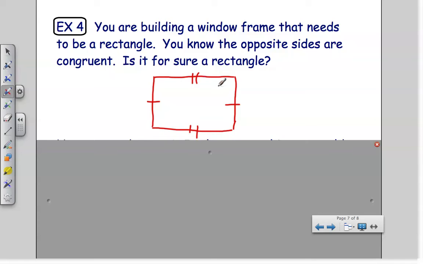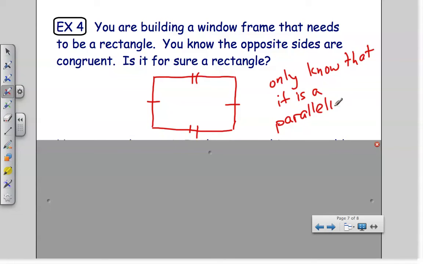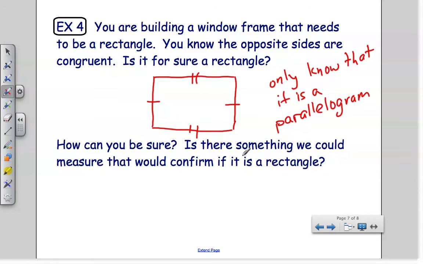Well, not necessarily. There's no other info to go off of. If I knew these were right angles, then I know it's a rectangle. Opposite sides congruent, I only know that it's a what? I only know when opposite sides are congruent that it's a parallelogram. If that's all I got, it's a parallelogram. And my question to you then, if I want this to be a rectangle, is there something we can measure?